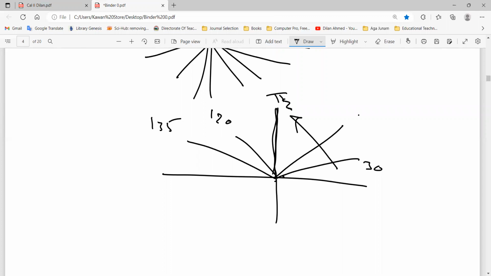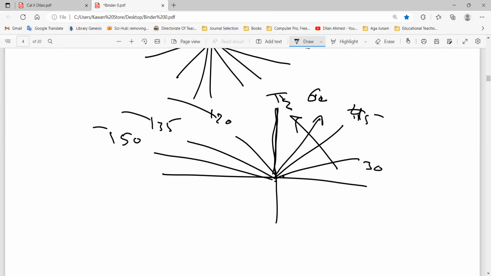How about pi over 2 plus what? 16. Understood? So these three angles are homework for you. Use these three, find these three quadrants, and how to find the value of them.